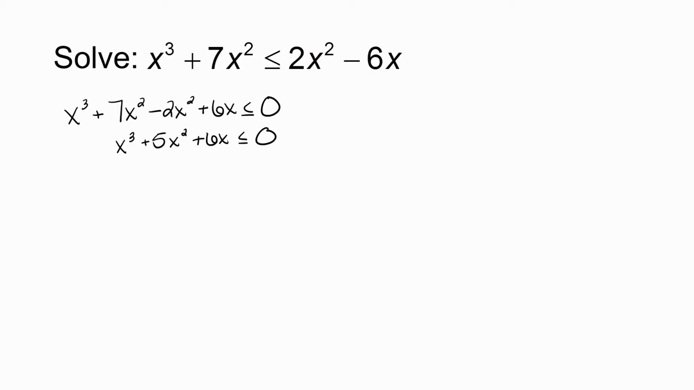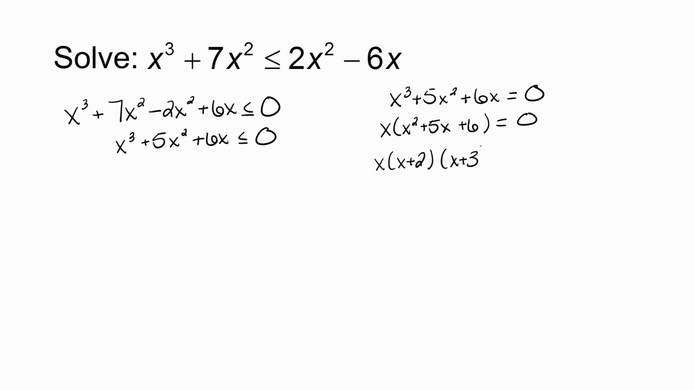Find the real zeros by solving x cubed plus 5x squared plus 6x is equal to 0. Factor out the x to get x times the quantity x squared plus 5x plus 6 is equal to 0. Factor the quadratic to get x times the quantity x plus 2 times the quantity x plus 3 is equal to 0. Finally, use the zero product property to determine that x equals 0, or negative 2, or negative 3.